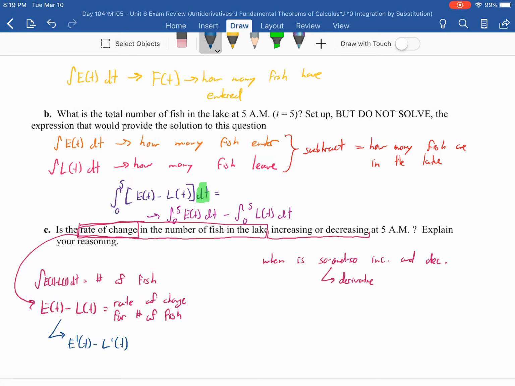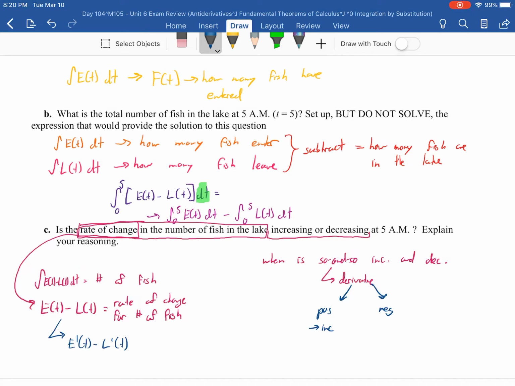So now it's asking us, is it increasing or decreasing at 5 a.m.? Well, if we know we have to look at the derivative, so we have the derivative, so we're done there. So we have to determine if it's increasing or decreasing. Now, remember, in order for it to be increasing, the derivative has to be positive. Positive means that it's increasing. Now, if the derivative is negative, right?